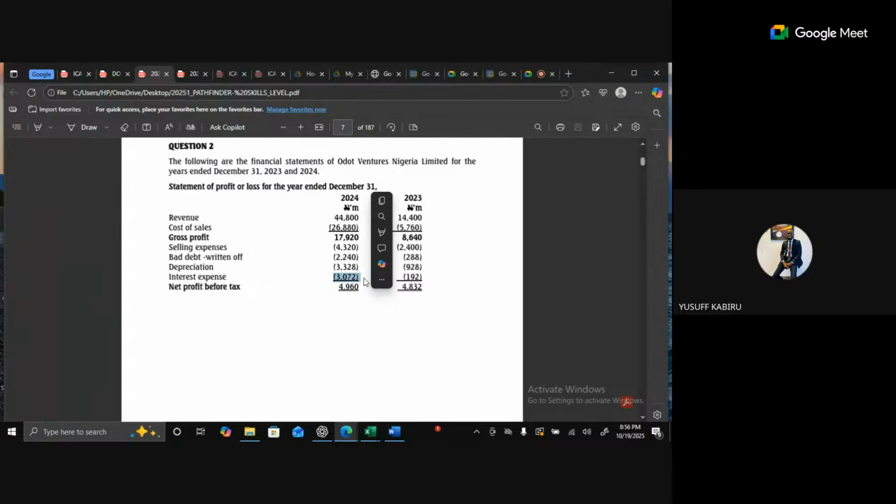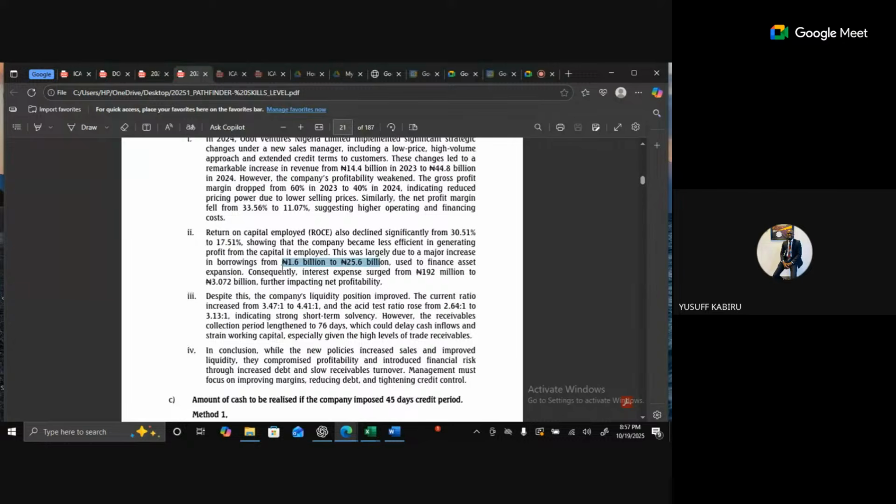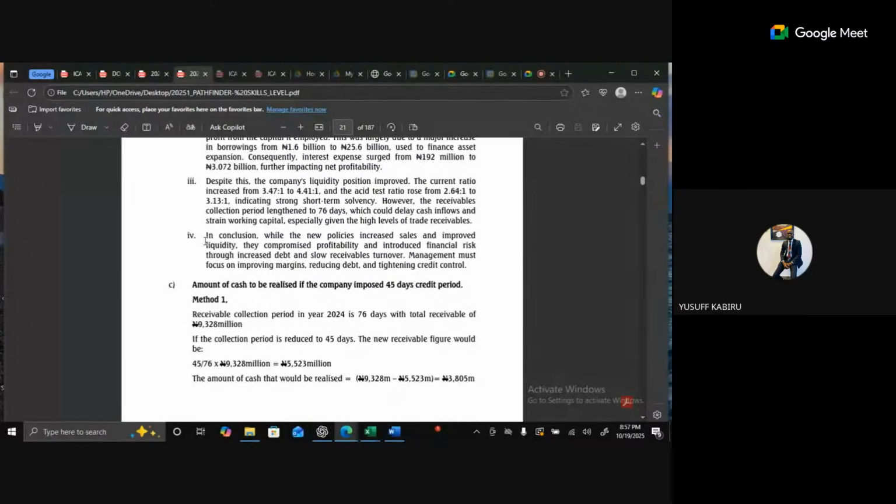So the reason why this is what we are considering is because that profit is profit before interest and tax, right? Profit before interest and tax. So that is why it's like this. So your borrowing increased to this, which means that your finance cost would increase, right? So consequently, interest expense surged. So that is what led to what? The decrease in your return on capital employed. So that is how you link your answer to the question.